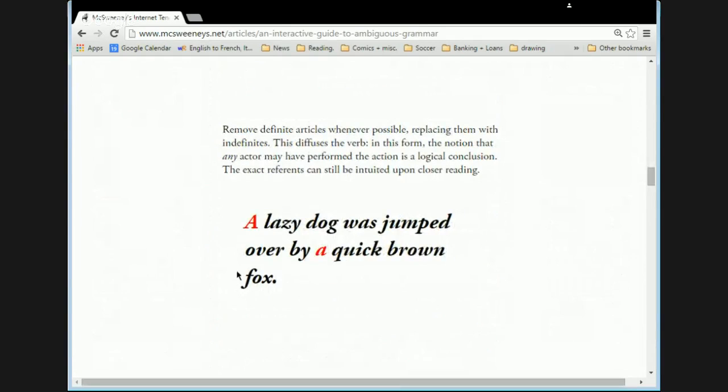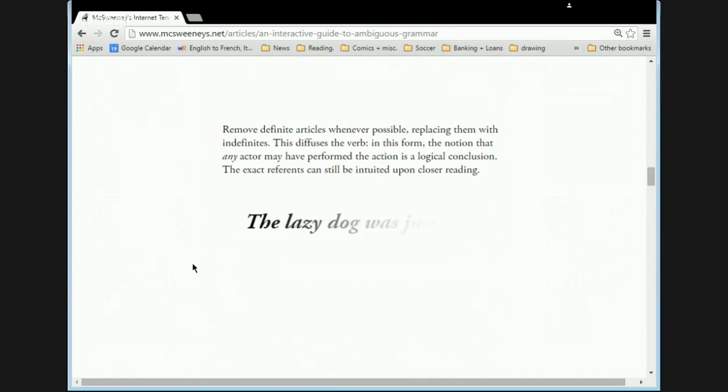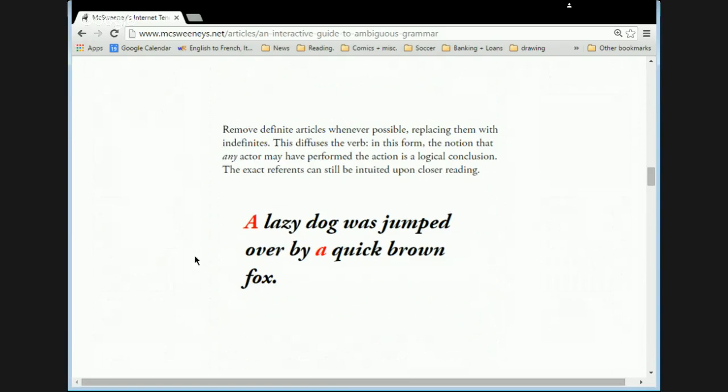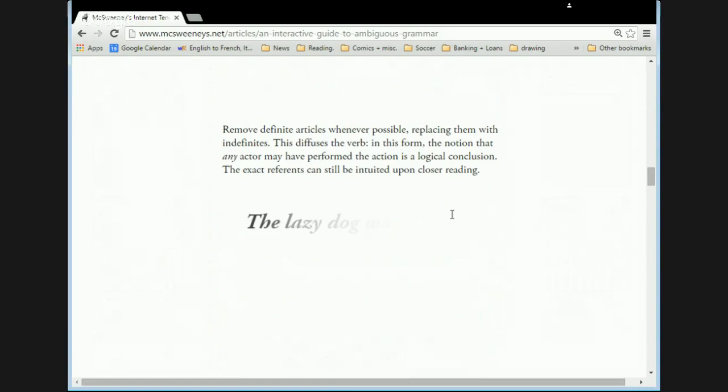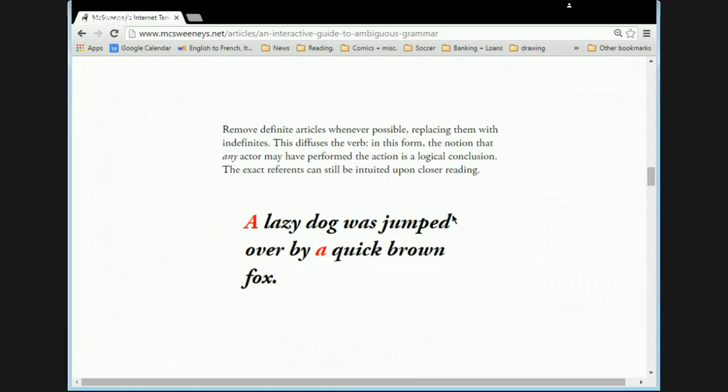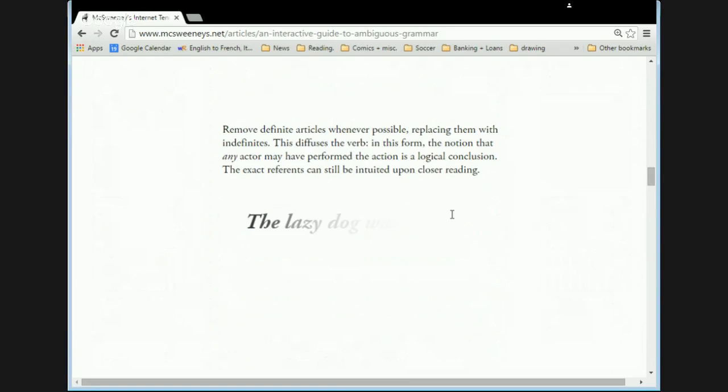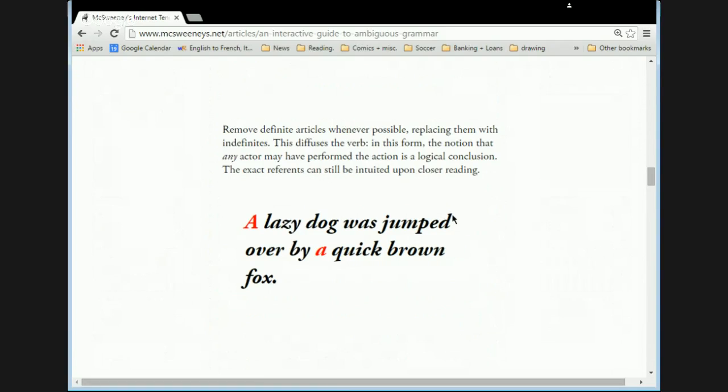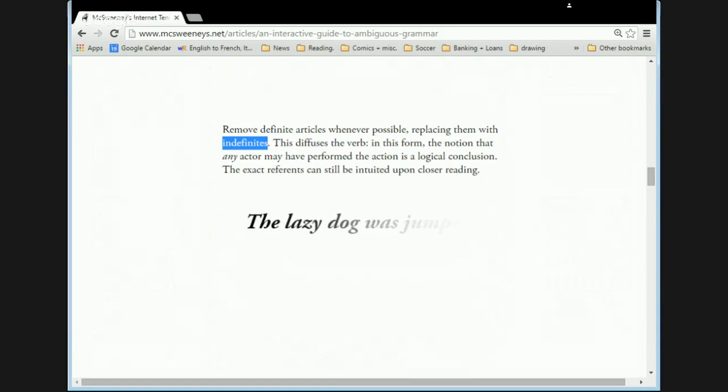Let's have Giulietta read the next part. Remove definite articles whenever possible, replacing them with the indefinite. Good. This diffuses the verb. In this form, the notion that any actor may have performed the action is a logical conclusion. The exact reference can still be intuited upon closer reading. A lazy dog was jumped over by a quick brown fox. Good. Nice job with intuited. Good job. Indefinites, diffuses. Nice. Questions here?